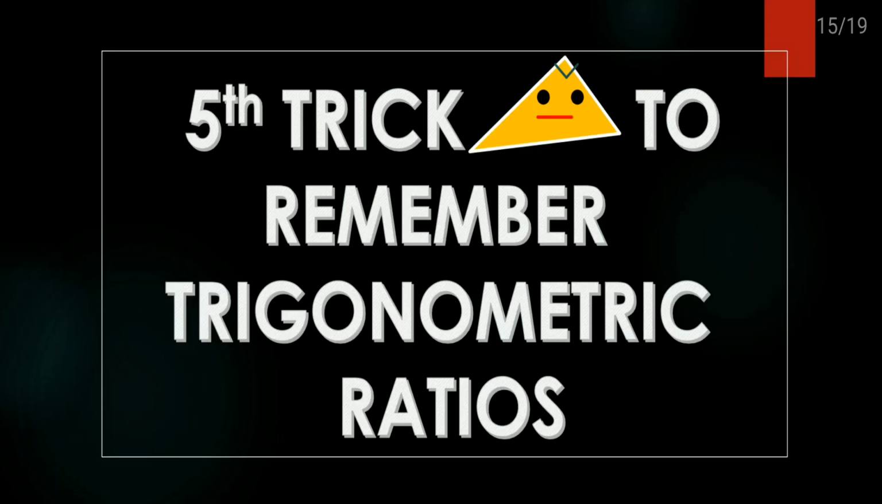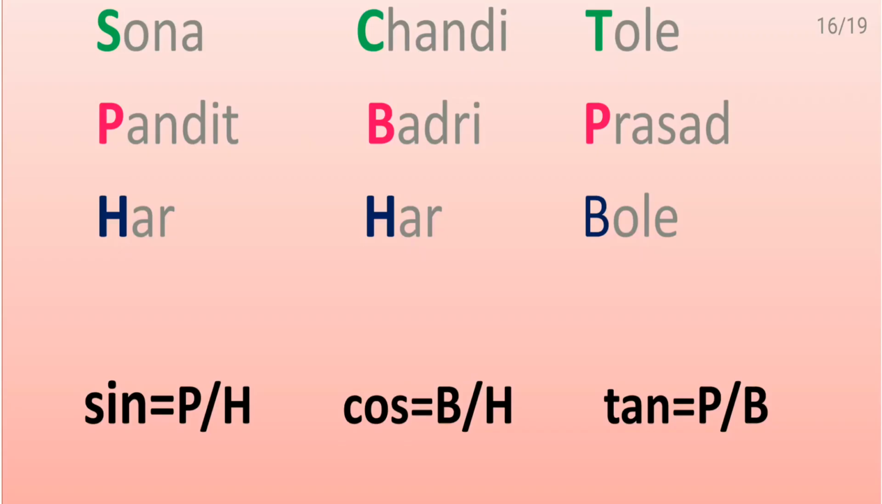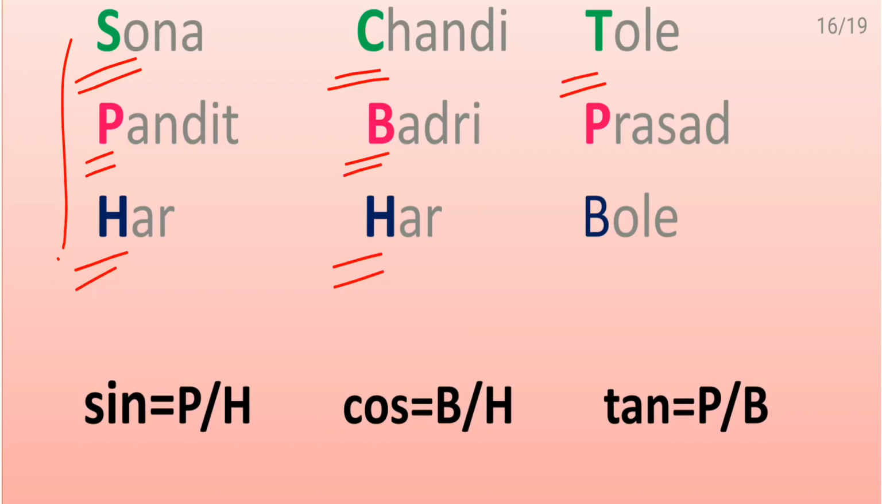Fifth trick to remember trigonometric ratios. This is a very famous one. Sona Chandi Tole, Pandit Badri Prasad Har Har Bole. See once again. Sona Chandi Tole, Pandit Badri Prasad Har Har Bole. So here you will see vertically. Sona means S, sine, which is equal to perpendicular by hypotenuse. Here C means cos, which is equal to base by hypotenuse. And T means tan, which is equal to perpendicular by base. Simple? Correct? Come to the next one.